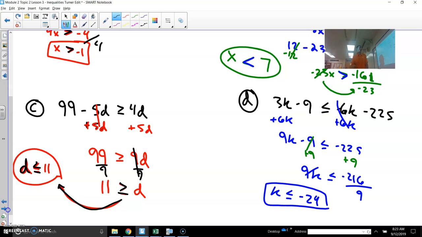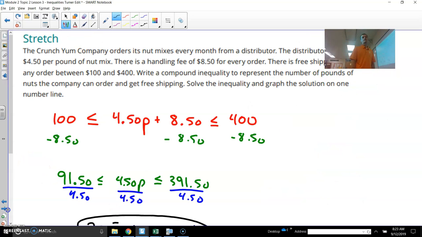Part D, I'm going to start by adding 6 to the left, adding 9 to the right, and when you divide by positive 9 in the very end, that is not dividing by a negative number, so I do not change the inequality direction. And so that's that section.